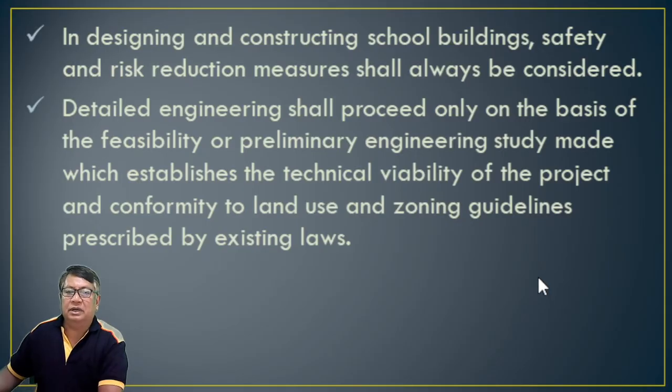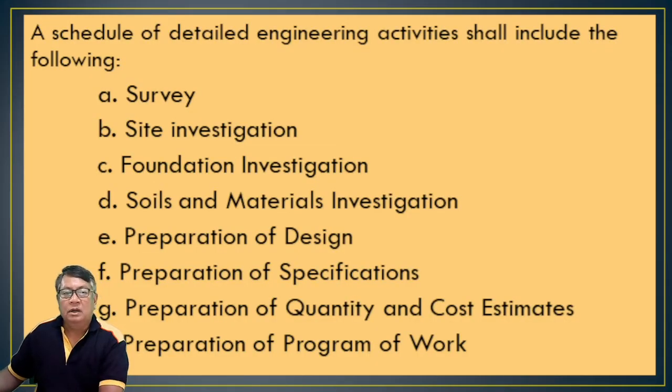Detailed engineering shall proceed only on the basis of the feasibility or preliminary engineering study made which establishes the technical viability of the project and conformity to land use and zoning guidelines prescribed by the existing laws. Okay. So, scheduled detailed engineering activities shall include the following: the survey, site investigation, foundation investigation, soil and materials investigation or testing, preparation of the design, preparation of the specifications that conform to the design, preparation of quantity and cost estimates, the bill of quantities and the estimated cost of the plan and the planned construction, and the preparation of the program of works or POW.